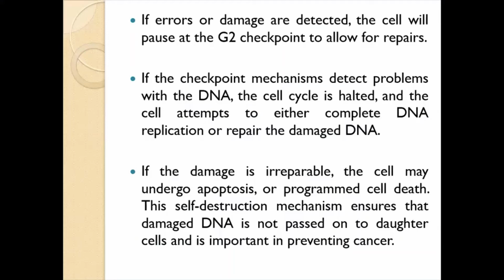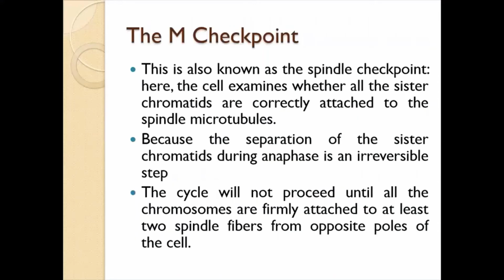At that point of time, the cell will undergo apoptosis, which means programmed cell death. This is a self-destruction mechanism that ensures the damaged DNA is not passed on to the daughter cells. And this is important to prevent cancer as well as several other diseases.